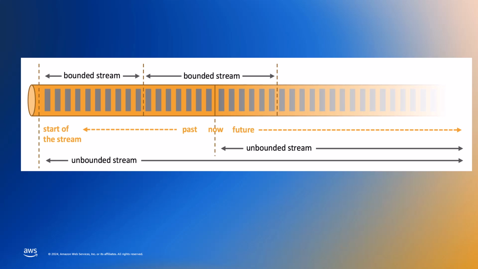Bounded data always has a start and an end. So it's typically data sitting in a table, which you can consider a bounded data set. Whereas with an unbounded data set, there is a start but there is no end. It goes on into the future and it always continues.